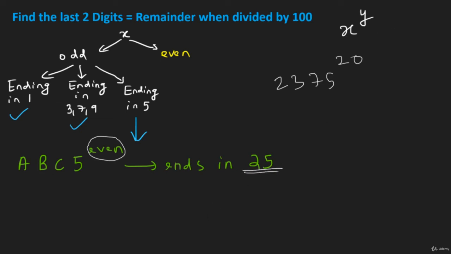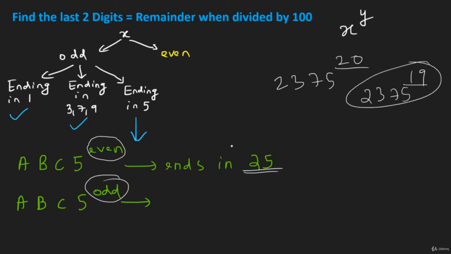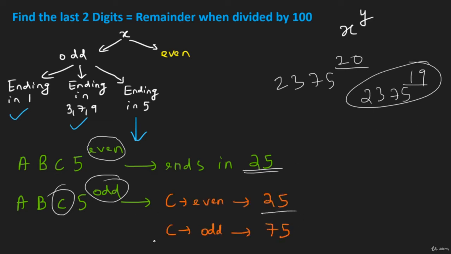All right. Now, if you have a number ABC5 to the power odd, you have an odd power, for example 2375 to the power 19, right? Over here you have an even power, over here you have an odd power. In this type of a case, you need to do one more check. You have to see whether the previous number that's over here, C, if C is even, the last two digits will be 25. If C is odd, the last two digits will be 75.